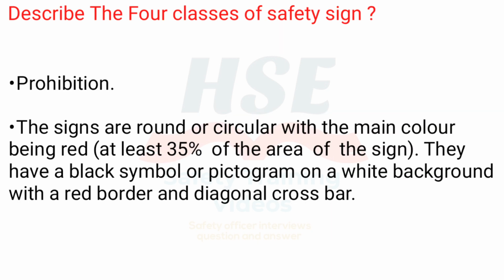Describe the 4 classes of safety sign. Prohibition. The signs are round or circular with the main color being red, at least 35% of the area of the sign. They have a black symbol or pictogram on a white background with a red border and diagonal crossbar.